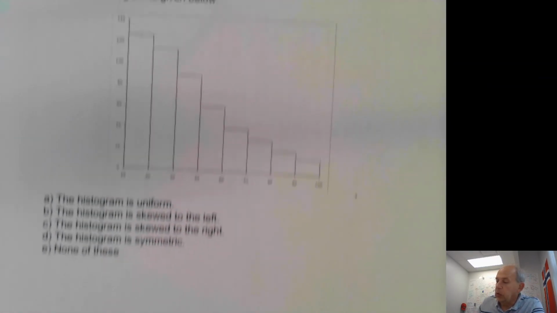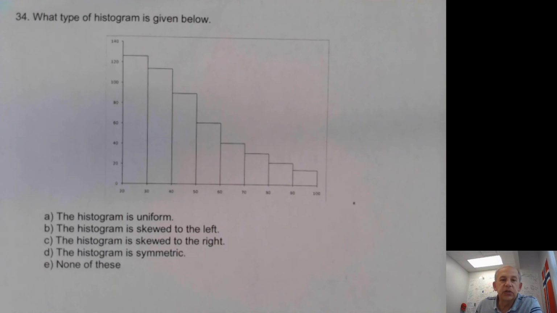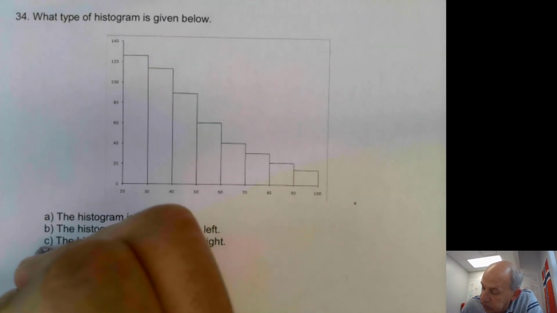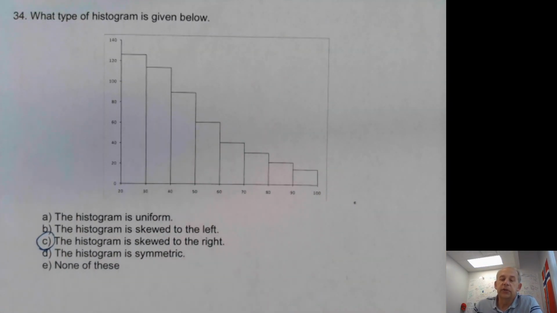The last one, going back to statistics, a histogram, this one would be skewed to the right because we're stepping down towards the right. And that takes care of all of your answers for practice test 3.